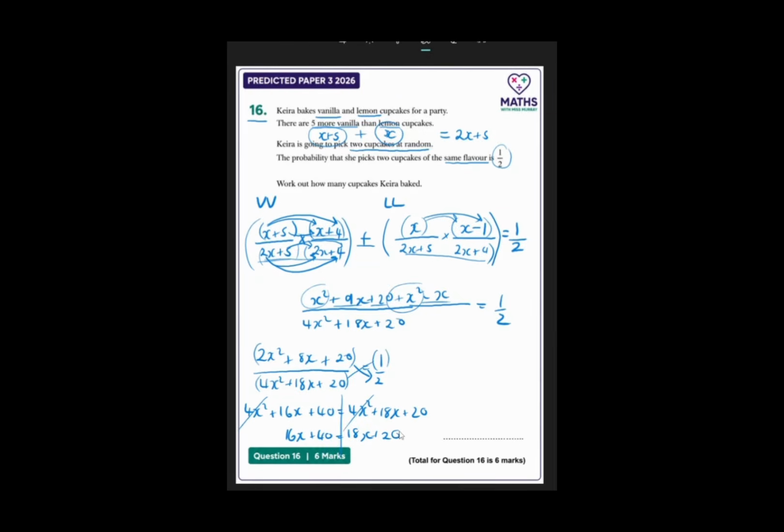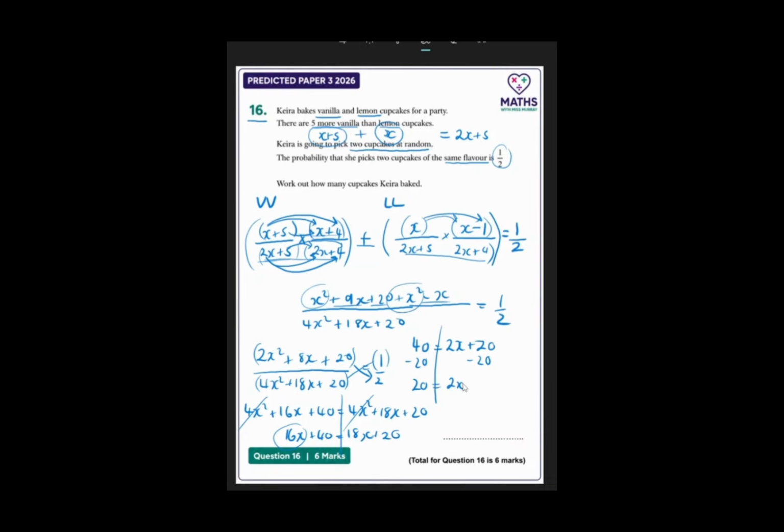If I've got x's on both sides, what I want to do is get rid of the smallest x. So I'm going to subtract 16x. And if I subtract it from the left, I have to subtract it from the right, which gives me 40 equals 18x take 16x is 2x plus 20. Now when I'm solving this, I'm not going to add 20, I'm going to subtract 20 because I want to get x by itself. Subtract 20, which gives me 20 equals 2x.